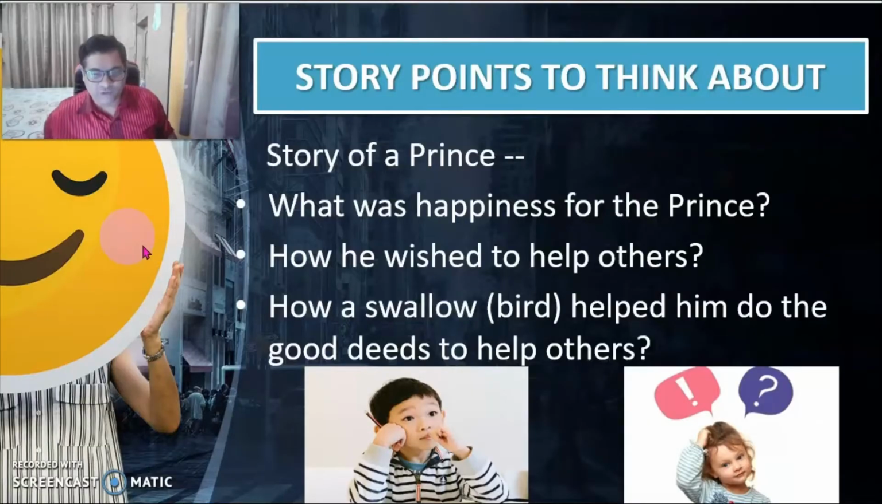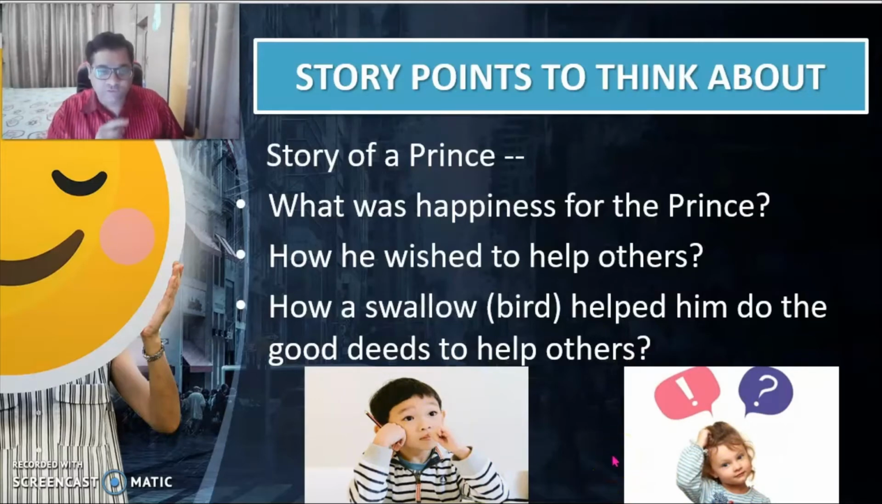Now let's come to our story. When you are watching the story, you have to keep some story points in mind to think about. You can see one child over here and another child over here. They're thinking, so similarly you also have to think. Now it's the story of a prince, okay? And these are the 3 questions you have to keep in mind.